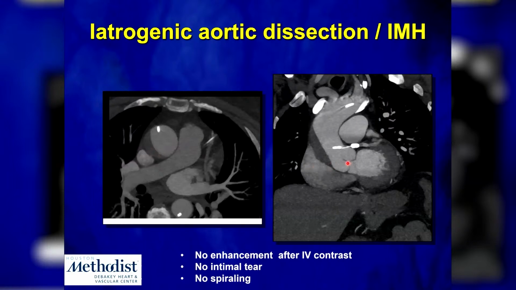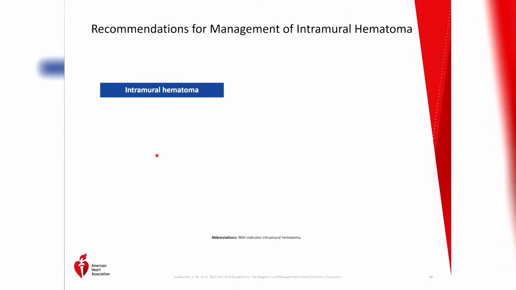So if I take a look at this patient, they had to leave their coronary wire in because they were planning to do a staged PCI. But notice over here how there is no intimal tear. And more importantly, it sticks to the same greater curvature of the aortic wall, and there is no spiraling, unlike dissection where you can have a spiraling effect plus contrast enhancement and a tear.